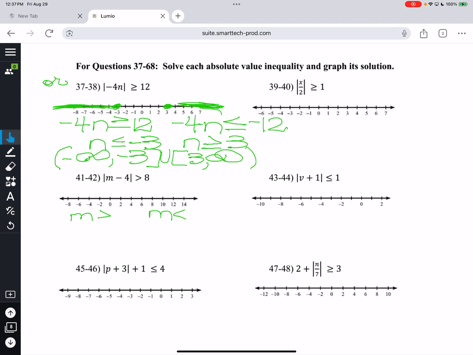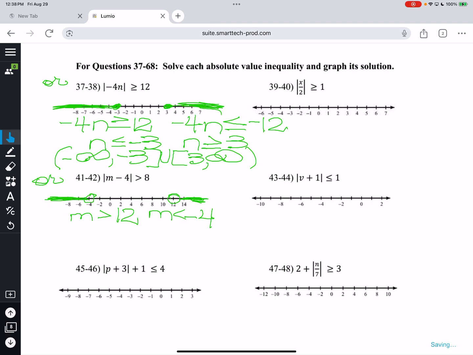So m is greater than what? 12. And then m is less than -4. And I meant to ask, is this a less than or a greater than? Greater than, so it's an or. And do we get an or when we graph? Are we going to put circles or are we going to put filled in? Circles, good. So circles at 12 and -4. All right, so we got airplane wings.